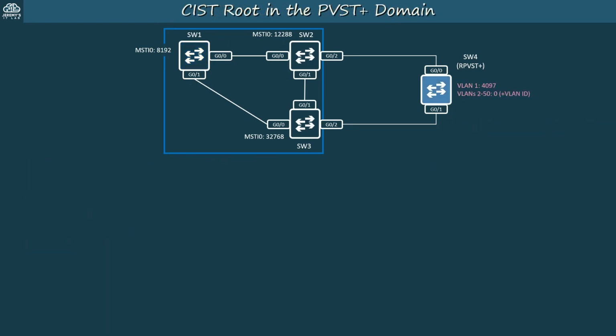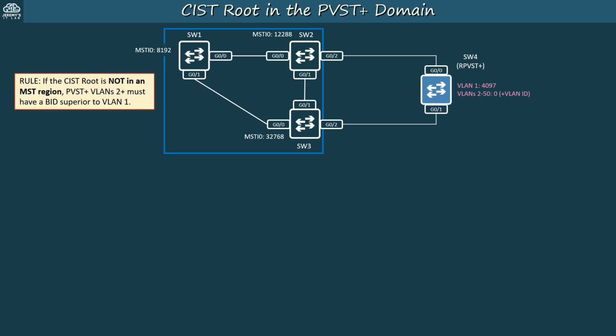Now let's look at the second scenario and rule. This time, switch 4 is the CIST root. Its VLAN 1 priority is lower than the MSTP switch's MSTI0 priorities. However, notice that I configured its VLAN 1 priority higher than its priorities for VLANs 2 to 50. That's because of the second rule. If the CIST root is not in an MST region, PVST+ VLANs 2 and greater must have a bridge ID superior to VLAN 1.